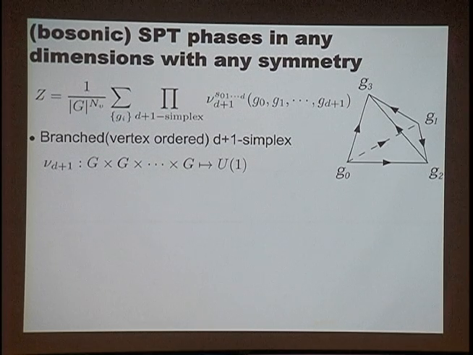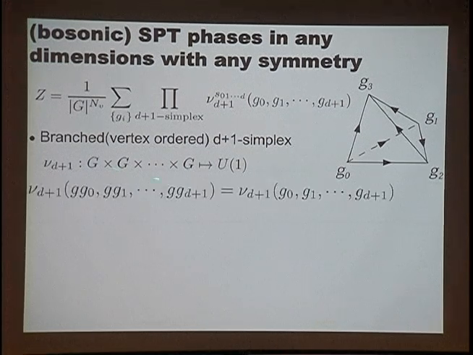So here is the order of the group, and N_V is the number of vertices. And basically, this is what we call ν_{D+1}. It's actually a cocycle in the group cohomology class. So basically, it's a G × G × G kind of multivariable function mapped to U(1). So in 3+1D, we have 4 group elements, so there are 4 G's.